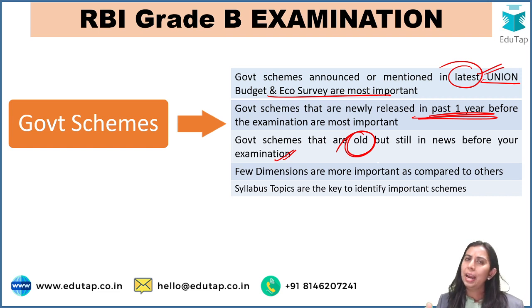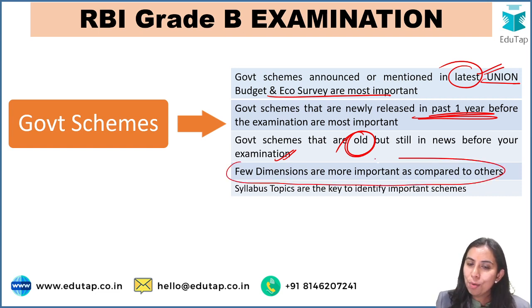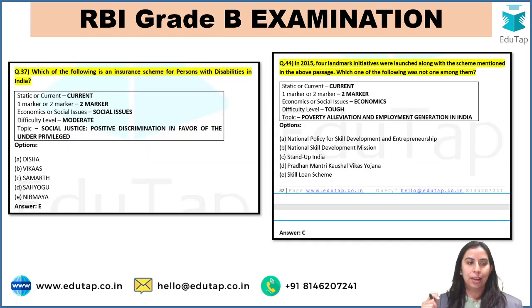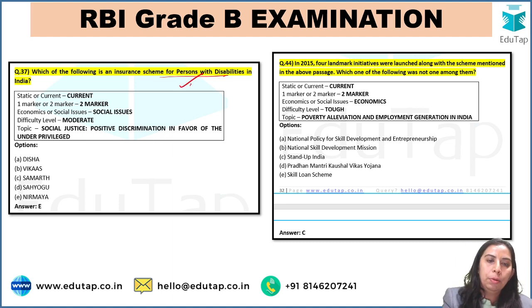So it is relevant. MGNREGA is considered to be the lifeline of the people who are living in rural areas or the urban poor, right? So this you have to understand. Again, a few dimensions are more important as compared to others. What are these dimensions, guys? Let me show you an example of a scheme question. Which of the following is an insurance scheme for persons with disabilities in India? There was a passage given on page 2 of your paper of 2019 where this question was asked.